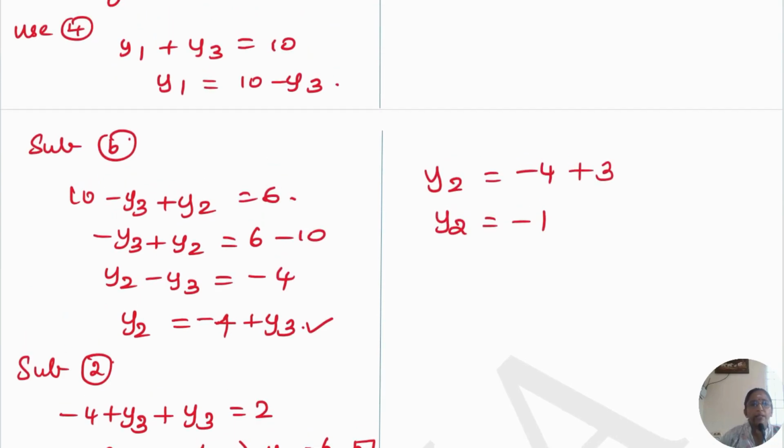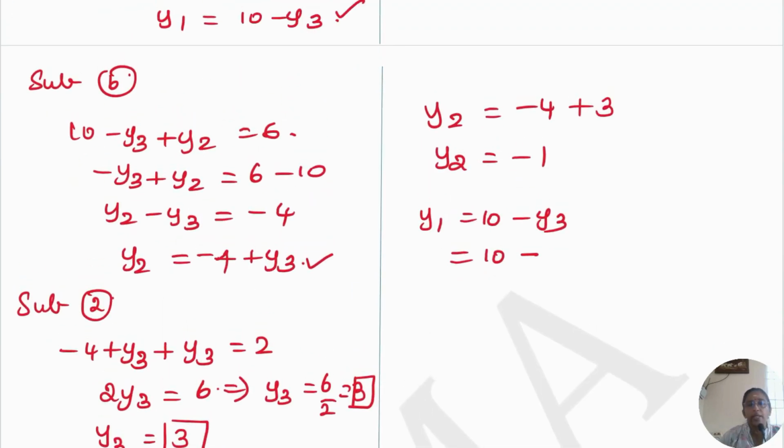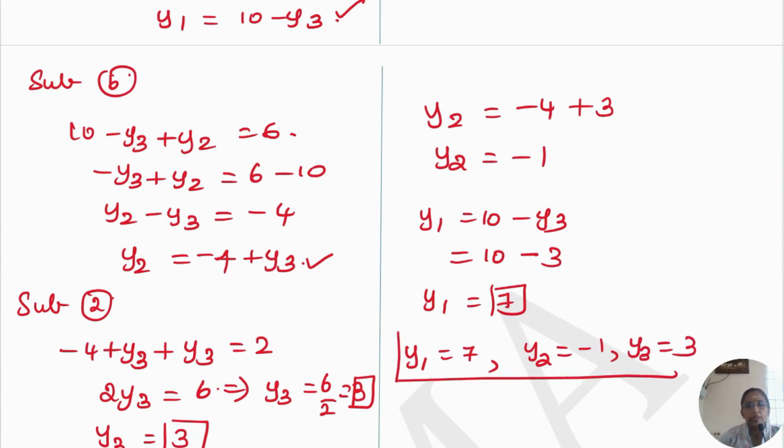And now you go back. So y1 is equal to 10 minus y3. So 10 minus y3 value, now we are getting our answer. So y1 is equal to 7. So now we got our answers: y1 is 7, y2 is minus 1 and y3 is 3. So these are all our answers.